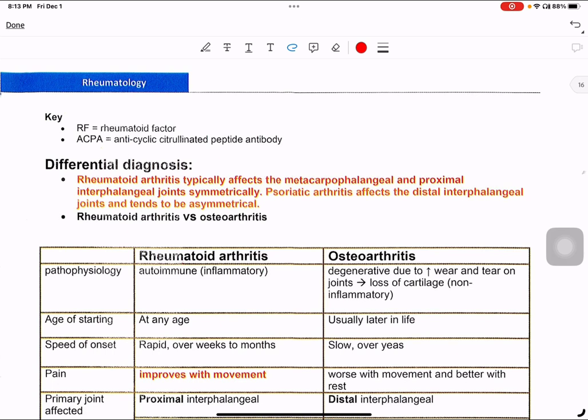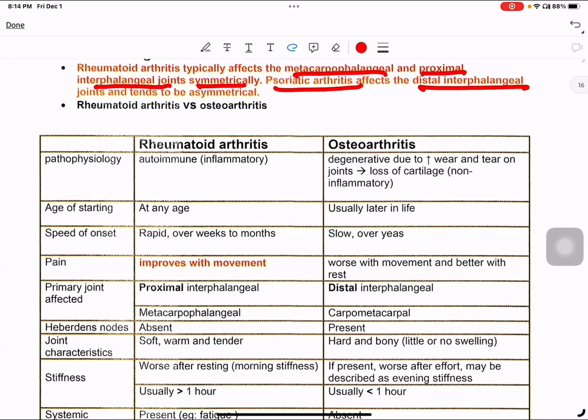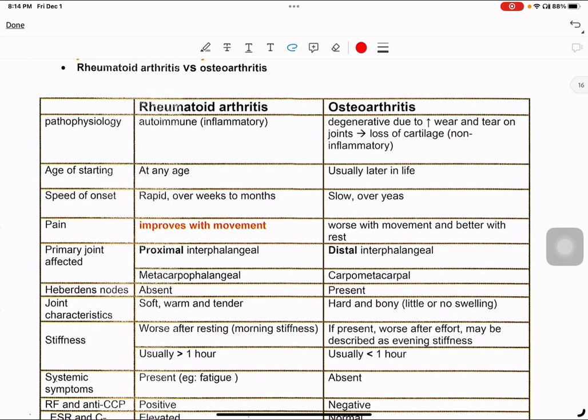Rheumatoid arthritis typically affects the metacarpophalangeal joint and proximal interphalangeal joint symmetrically. Psoriatic arthritis involves the distal interphalangeal joint and tends to be asymmetrical. So rheumatoid arthritis involves the MCP and PIP, and it is usually symmetrical. Psoriatic arthritis involves DIP and usually is asymmetrical, and it is sometimes confused with osteoarthritis, so we need to differentiate it from osteoarthritis.